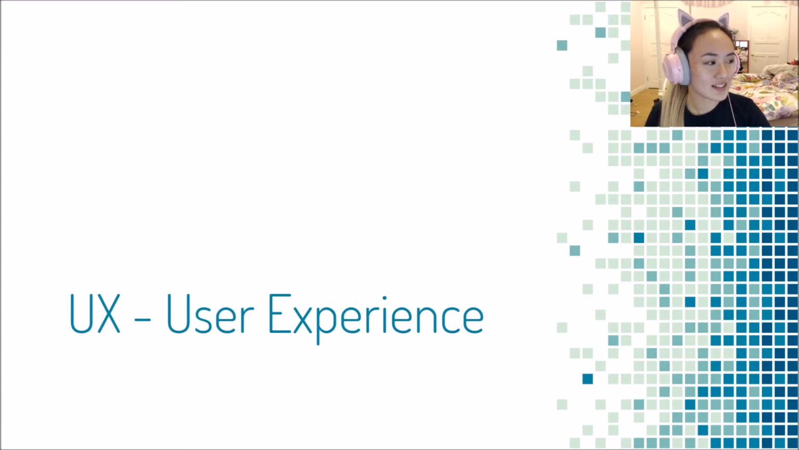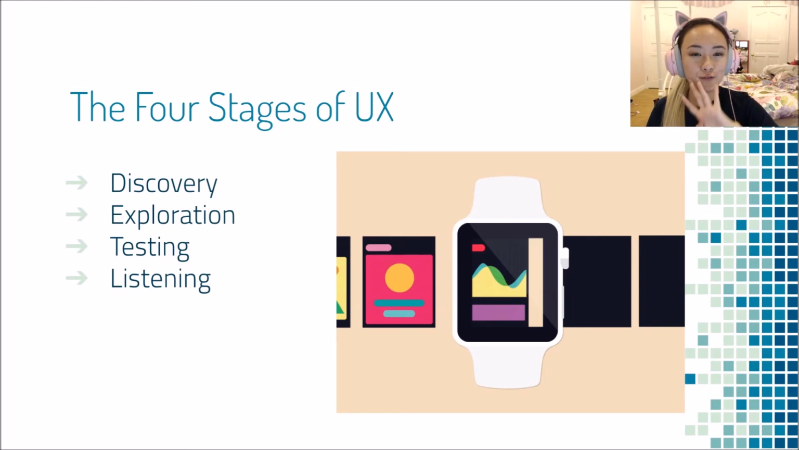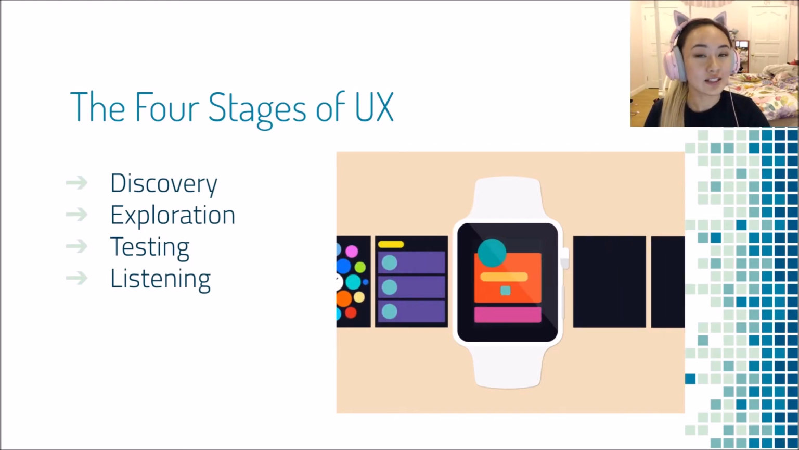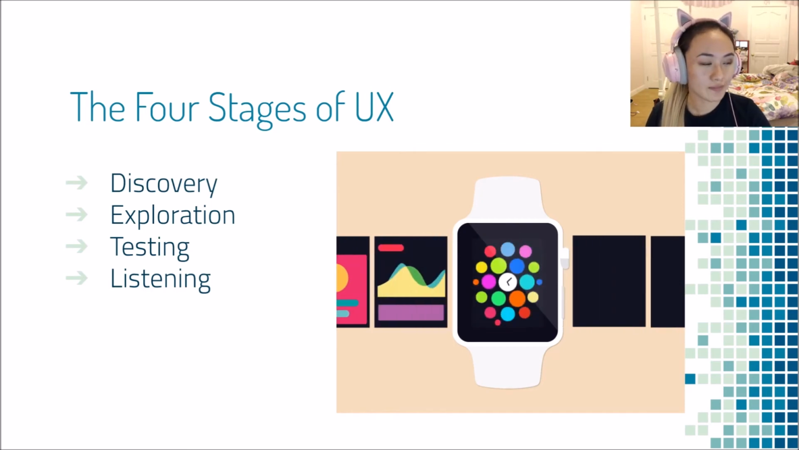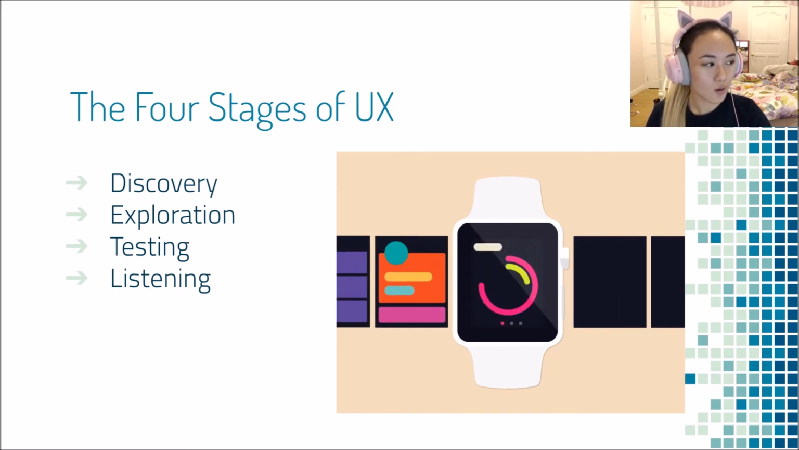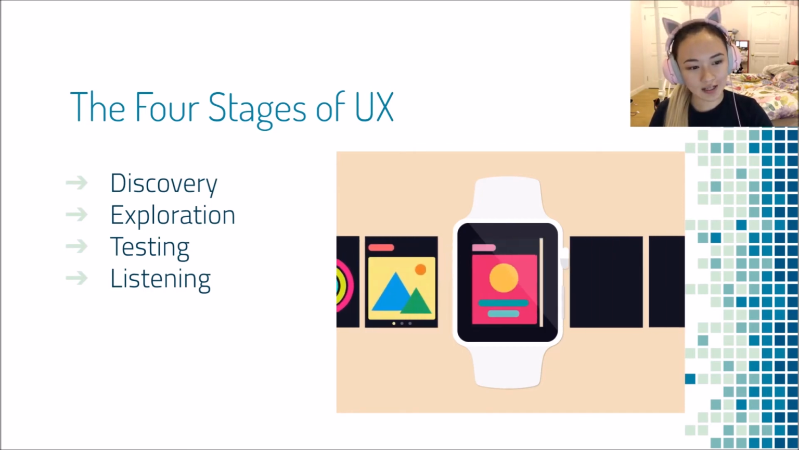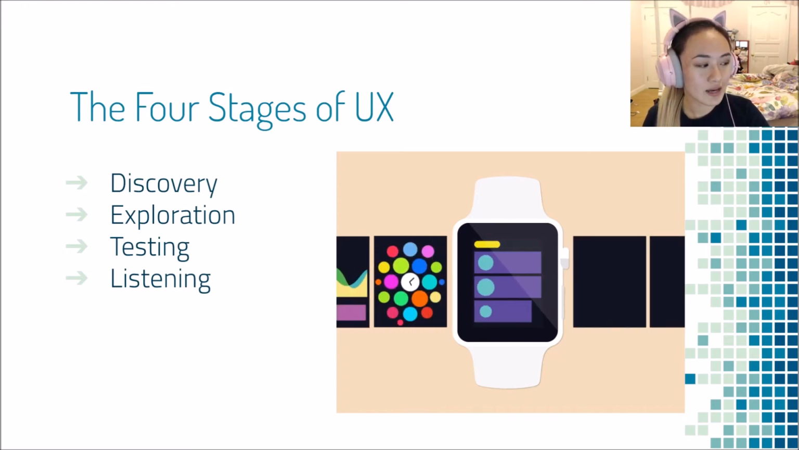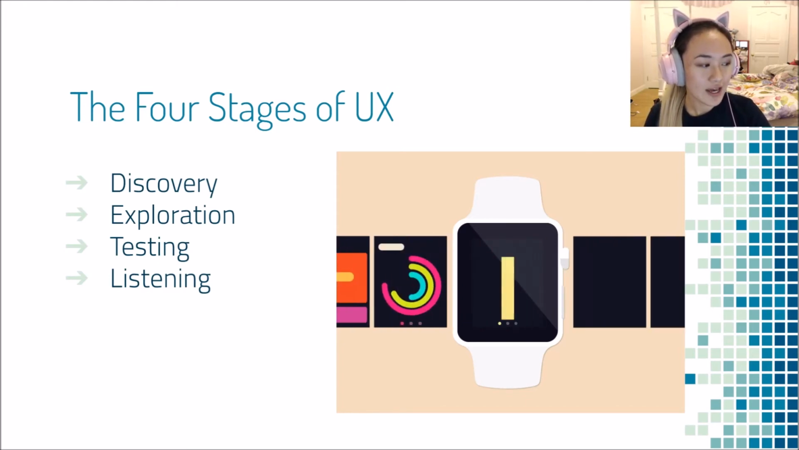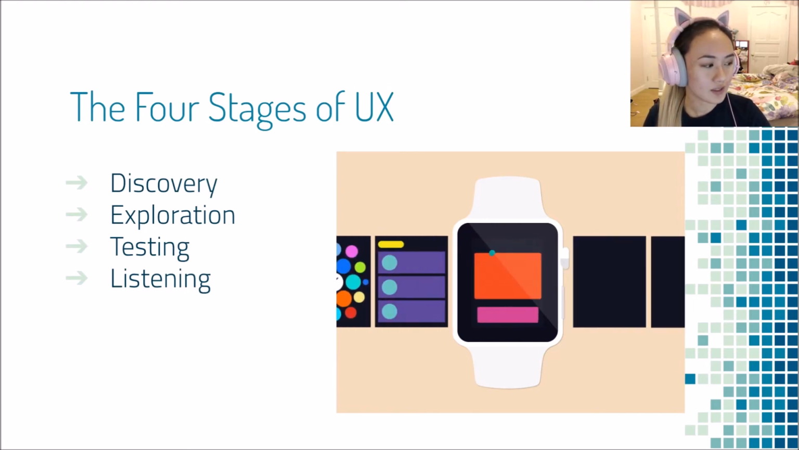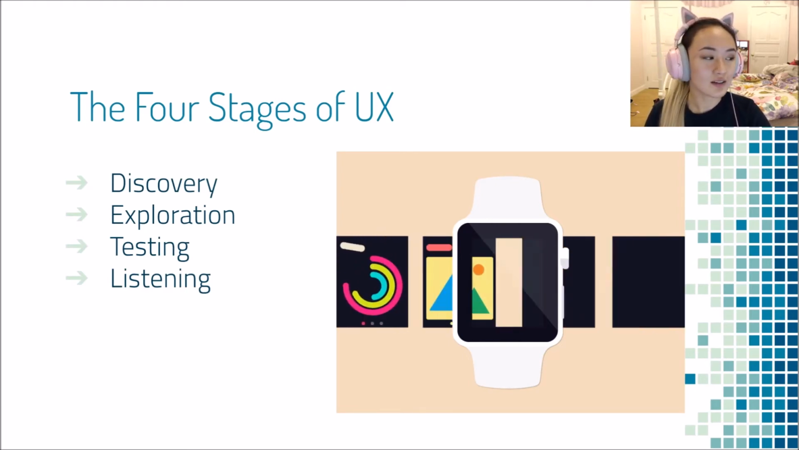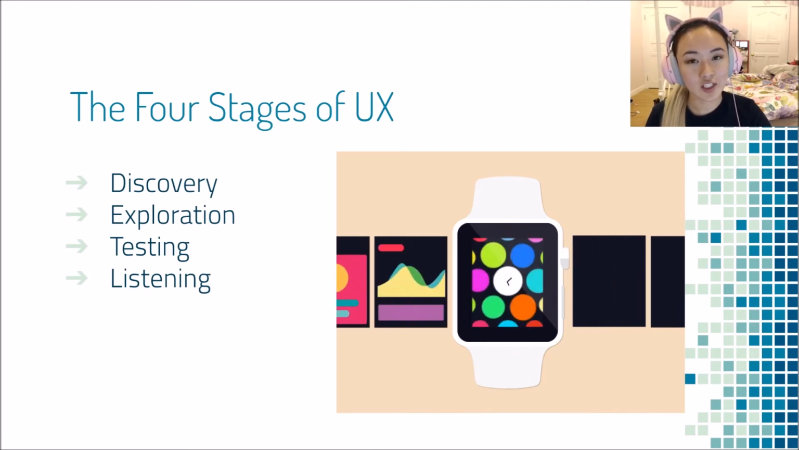Next, UX, which stands for user experience. There are 4 stages of UX. Discovery, which is learning the expectations of those who play your game. Exploration, or understanding the scope of your design. Testing, which is implementing the designs of your game that you think players would enjoy, while making sure it works properly. And lastly, listening, and learning about what bugs or issues are in your game.